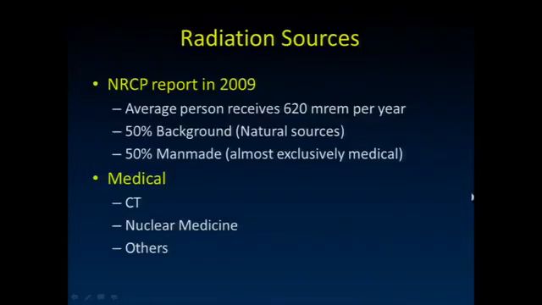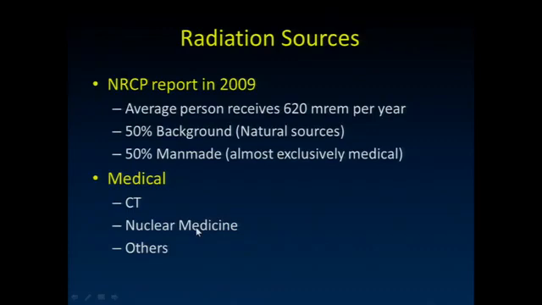So what are the sources of radiation? Just to briefly go over those, because I already have mentioned to you that we see quite a bit of radiation exposure just from natural background. So the average person receives about 620 millirem per year. 50% of that is background, and 50% of that is man-made. And the man-made radiation is almost exclusively from medical sources. And in medical sources, CT is the major contributor to that. As a matter of fact, 50% of the man-made exposure approximately is from CT.